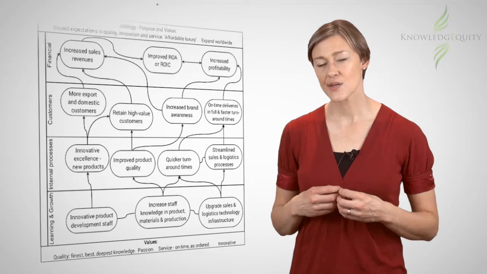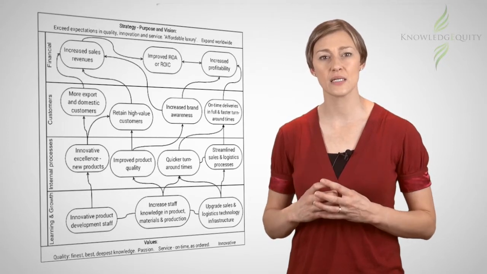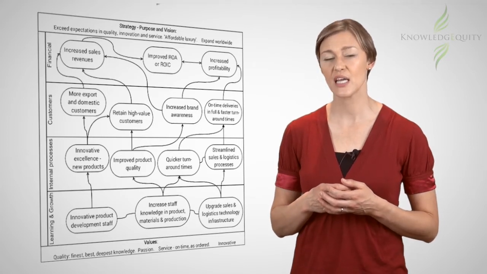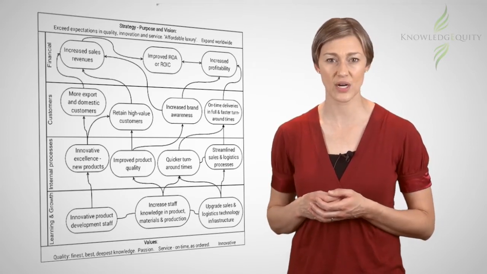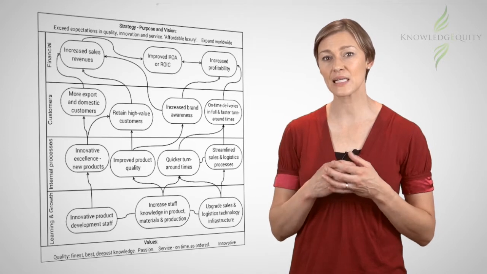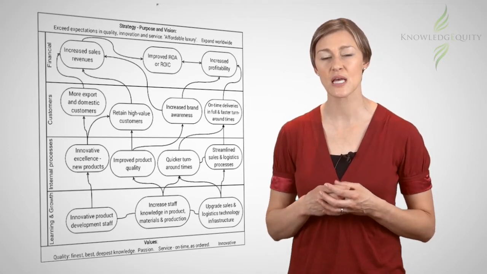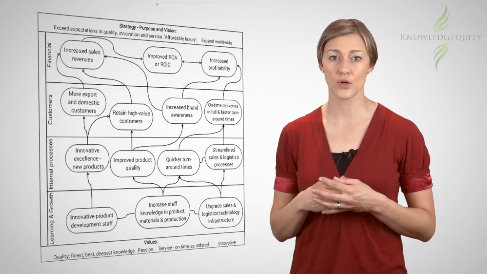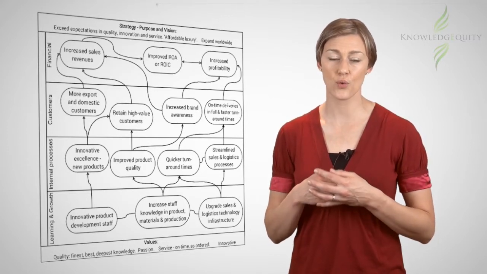To summarise, strategy mapping is an ideal way to map out the initiatives and activities to be undertaken in an organisation in order to achieve the organisation's strategy. The map can clearly show cause and effect relationships and the flow of improvements, ultimately leading to increased value not just for the organisation but for all its stakeholders.